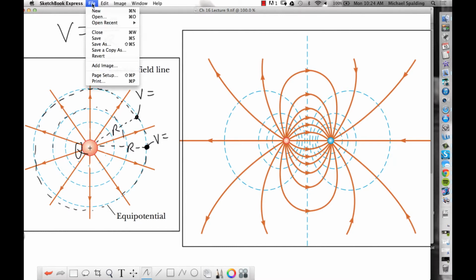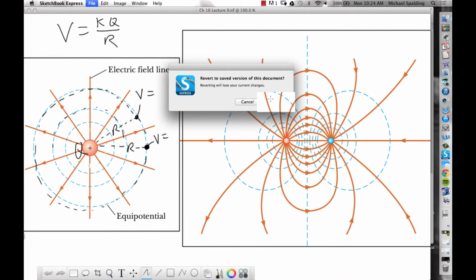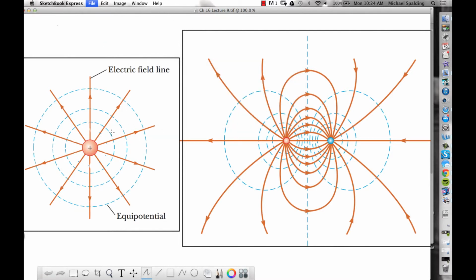Now, how are you going to see this in a problem? The way you're going to see it is that these points are going to be labeled. I'm just going to make up some numbers. Let's say this is 80 volts, this is 50 volts, and then out here is, I don't know, 30 volts. Notice it's getting smaller as you move away. As the r gets bigger, volts go down.